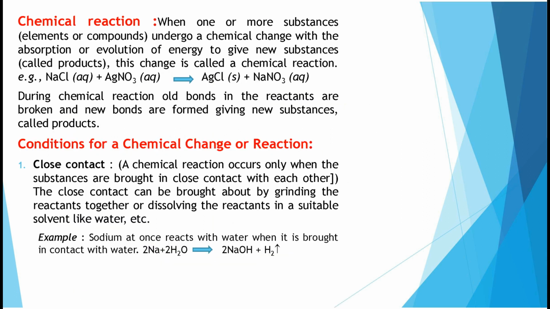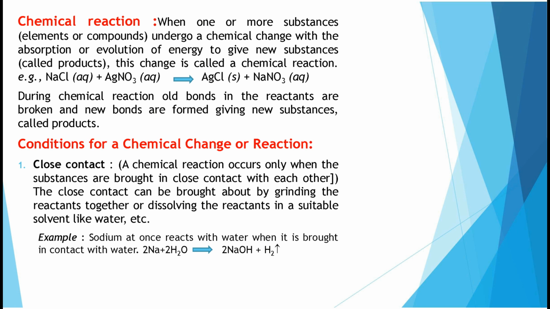Then the next topic is chemical reaction. When one or more substances, which can be elements or compounds, are involved: you know very well what an element and what a compound is. Elements have only one kind of atom, and a group of elements makes a compound. For example, all metals like sodium and potassium are elements because they have only one kind of atom. For compounds, you can take the example of water.